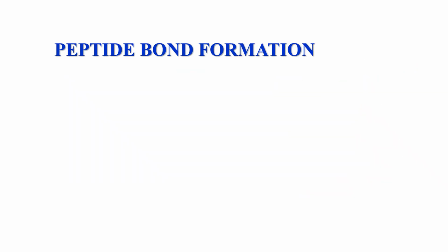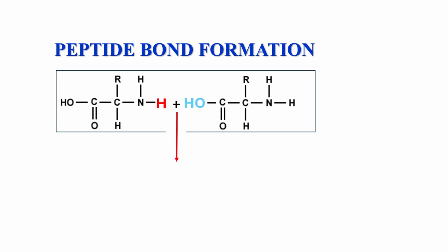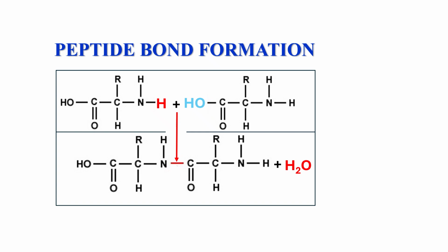So, peptide bond formation between two amino acids is a condensation reaction between the amino group of one amino acid and the carboxylic group of the second amino acid. It leads to the formation of a single covalent bond which is known as peptide bond. It is accompanied with the liberation of a water molecule.